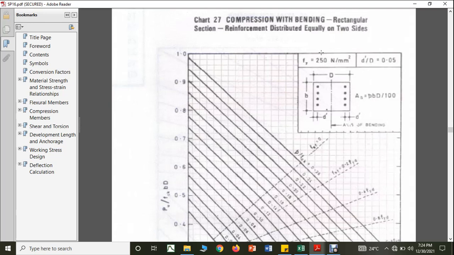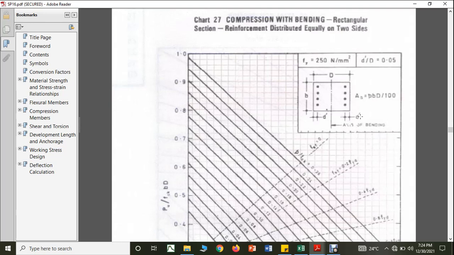Now these charts represent the rectangular column, that is one criteria. Second criteria, again in the rectangular column or in the circular column, you will have different charts for the reinforcement that you are going to provide on all four sides of the column, or reinforcement you are going to provide on any two opposite sides of the column. That is the second criteria, whether you are going to provide reinforcement on all four sides or only on two sides.